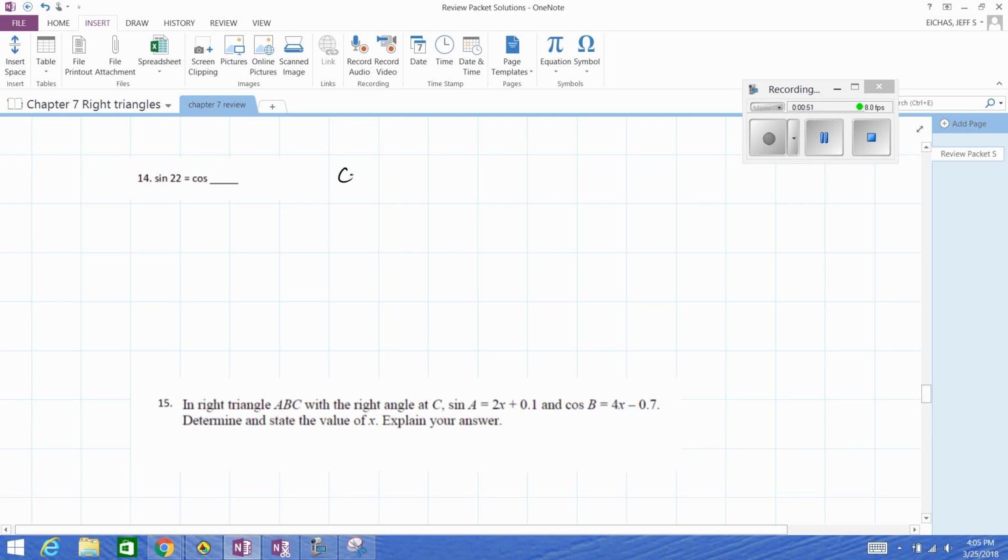This is the cofunction problem. Cofunction values are equal, and here's the theorem: when their angles add to 90. So sine of 22 should equal cos of 68.